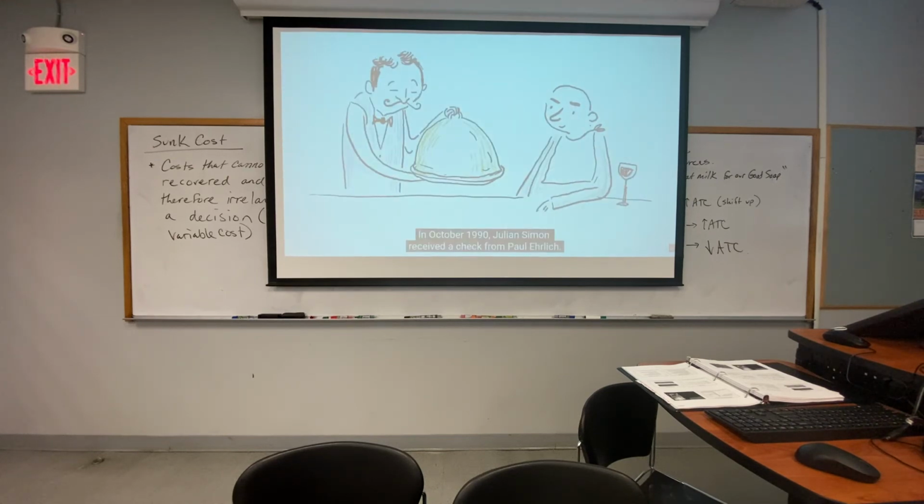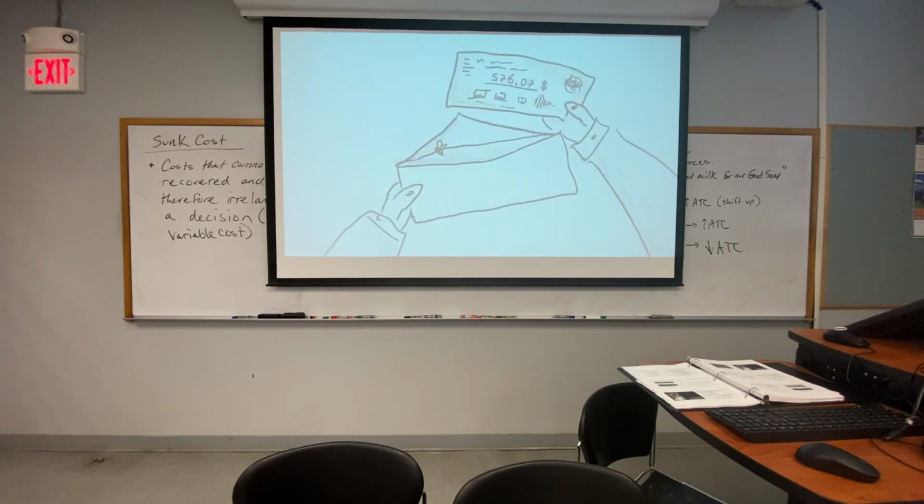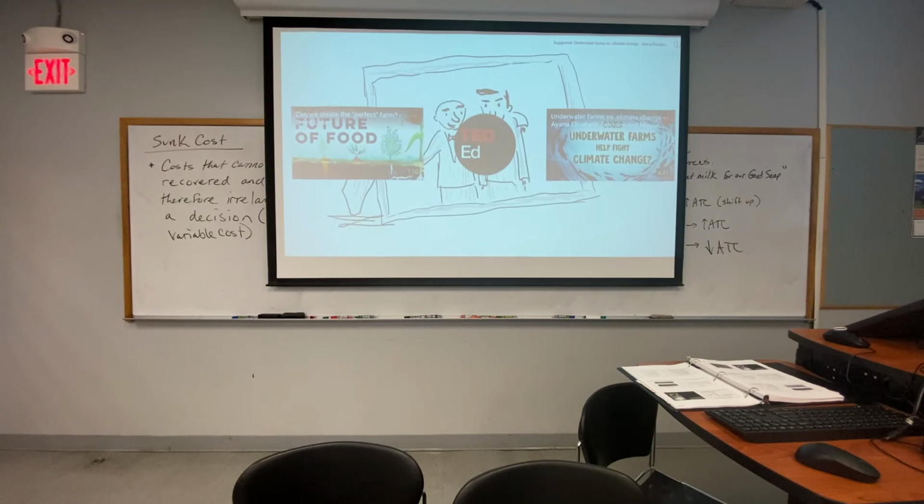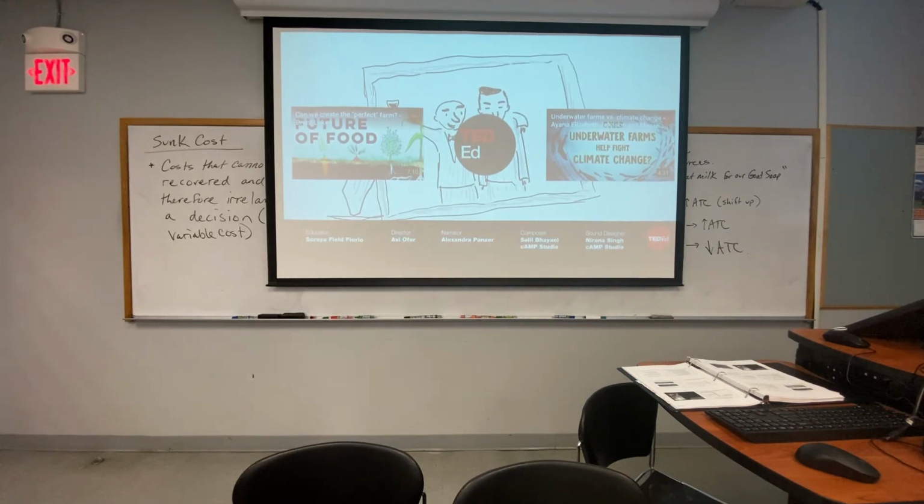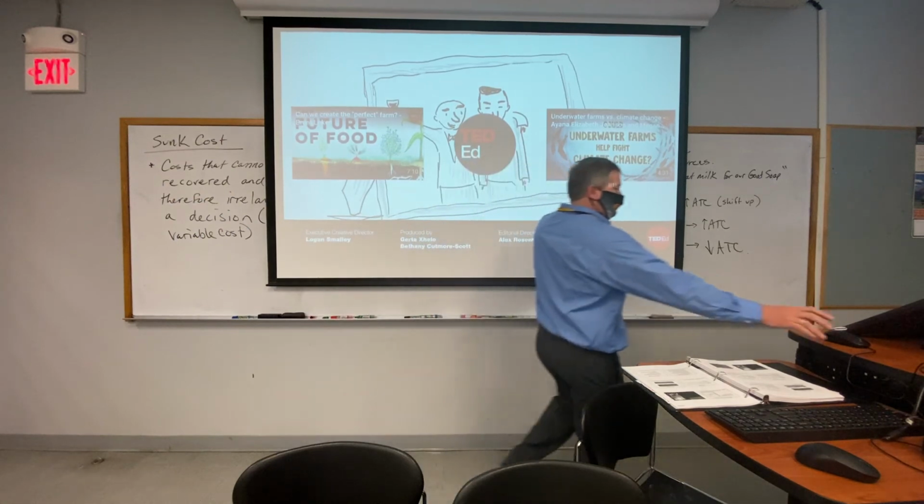In October 1990, Julian Simon received a check from Paul Ehrlich. There was no note. So how can we feed every person on the planet a healthy diet? And how can we do so without further damaging that planet? Find out with these videos on the future of food.